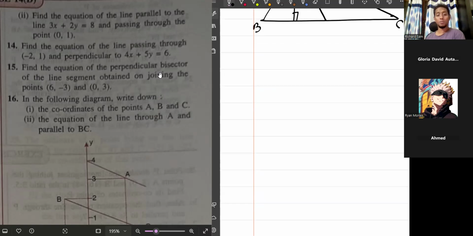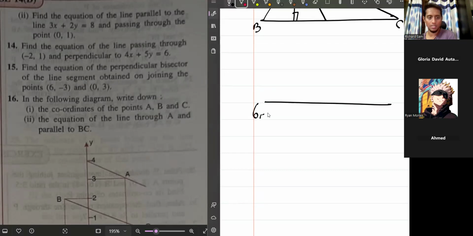Find the equation of the perpendicular bisector of the line segment obtained on joining the points 6 comma minus 3 and 0 comma 3. So you have to draw it. We know that there's a line. Now what are they asking? Find the equation not of this line, but of the perpendicular bisector of this line.